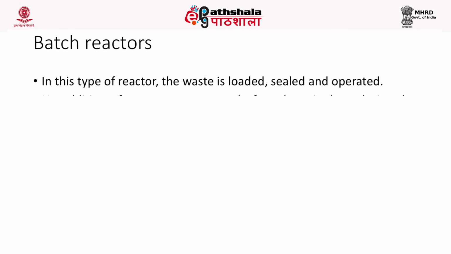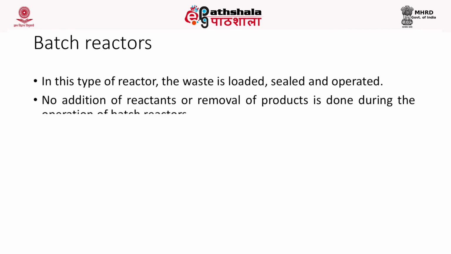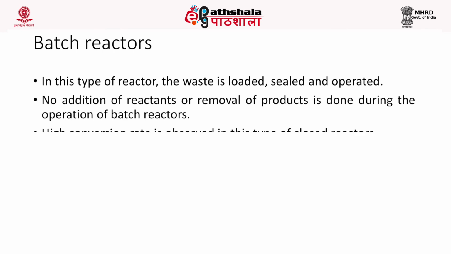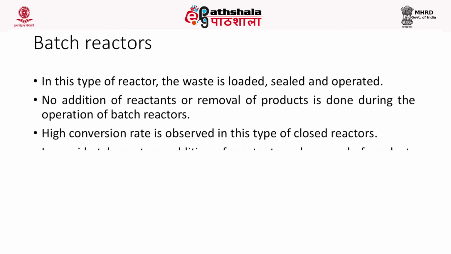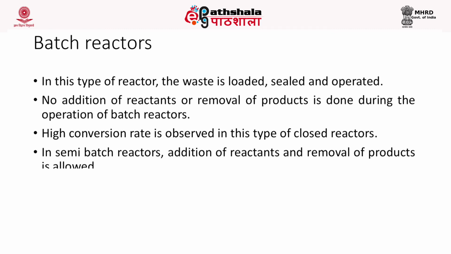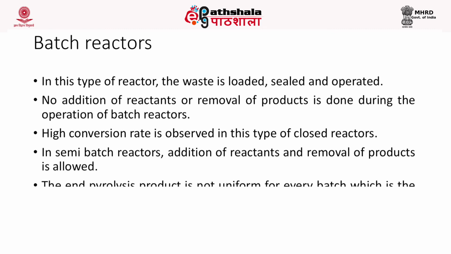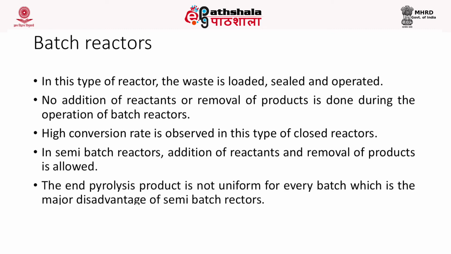The second type of reactor is a batch reactor. In this reactor, the waste is loaded, sealed and then operated. No addition of reactants or products is done during the operation. A high conversion rate is generally observed in this type of closed reactors. Even semi-batch reactors can be used where addition of reactants and removal of products can be allowed. At the end of pyrolysis, the product is not uniform for every batch process. This might be the major disadvantage of semi-batch reactors.